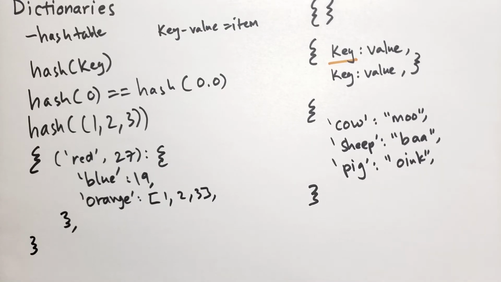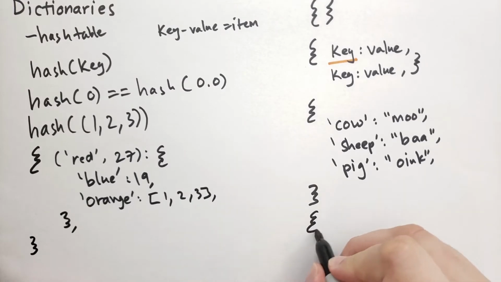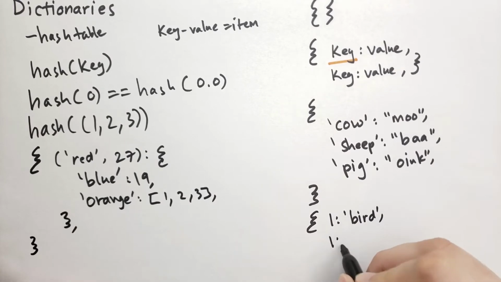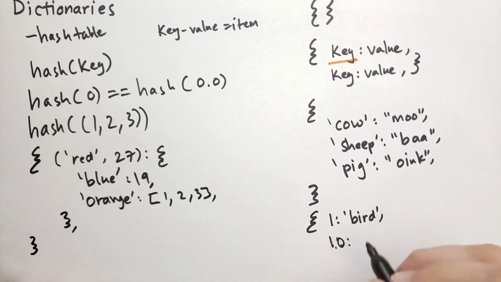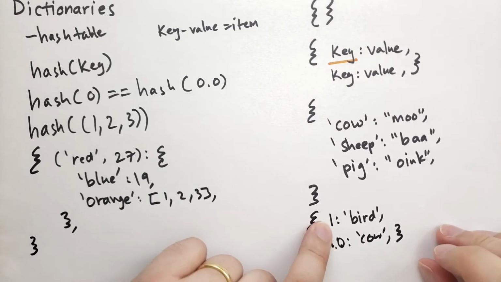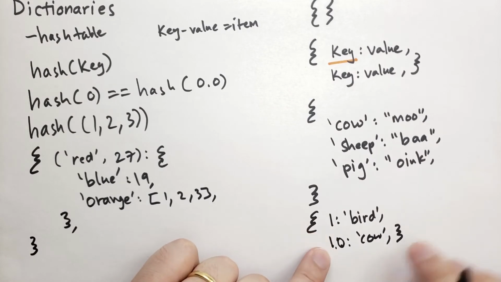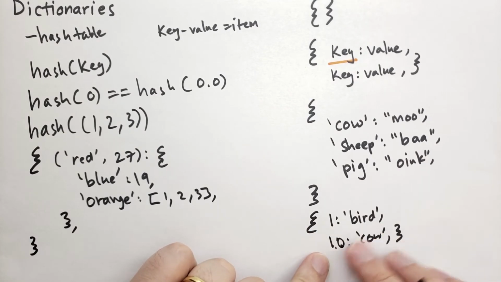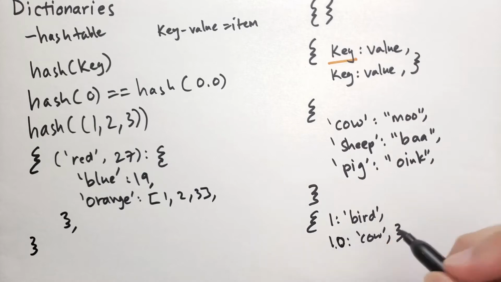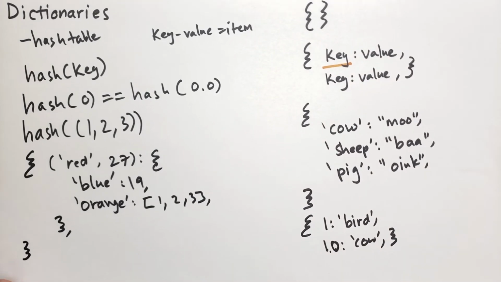Importantly, if two keys compare the same, then they are considered the same key. For instance, if I created a dictionary like this, and I said 1 is bird, and 1.0 is also cow, well, 1 and 1.0 are actually the same value. They compare equally. And so it's only going to store one key, which is 1, and the value will be cow, the one that shows up next. So it is possible to specify more than one entry with the same key. It'll keep the one that's last.